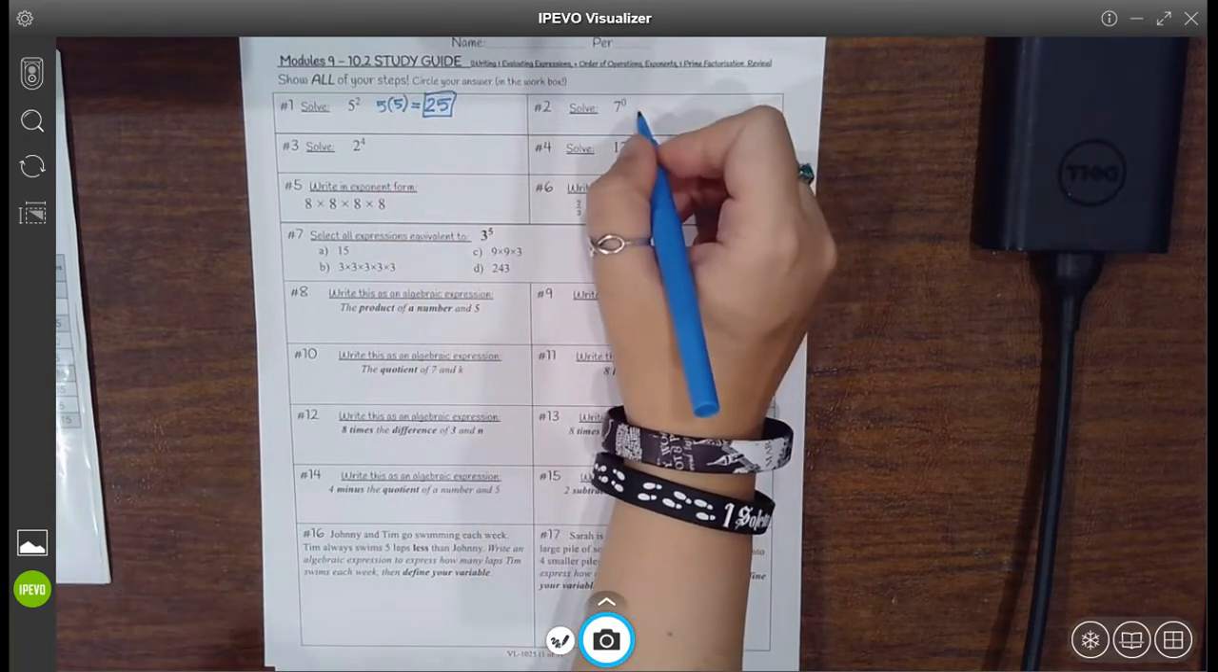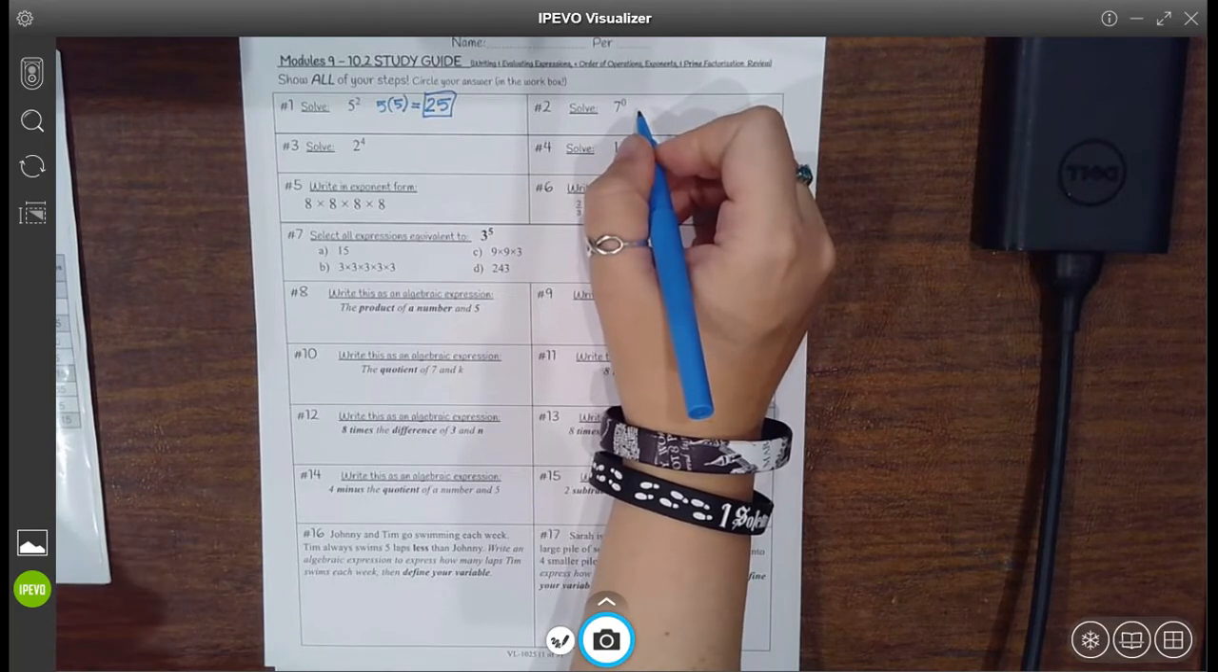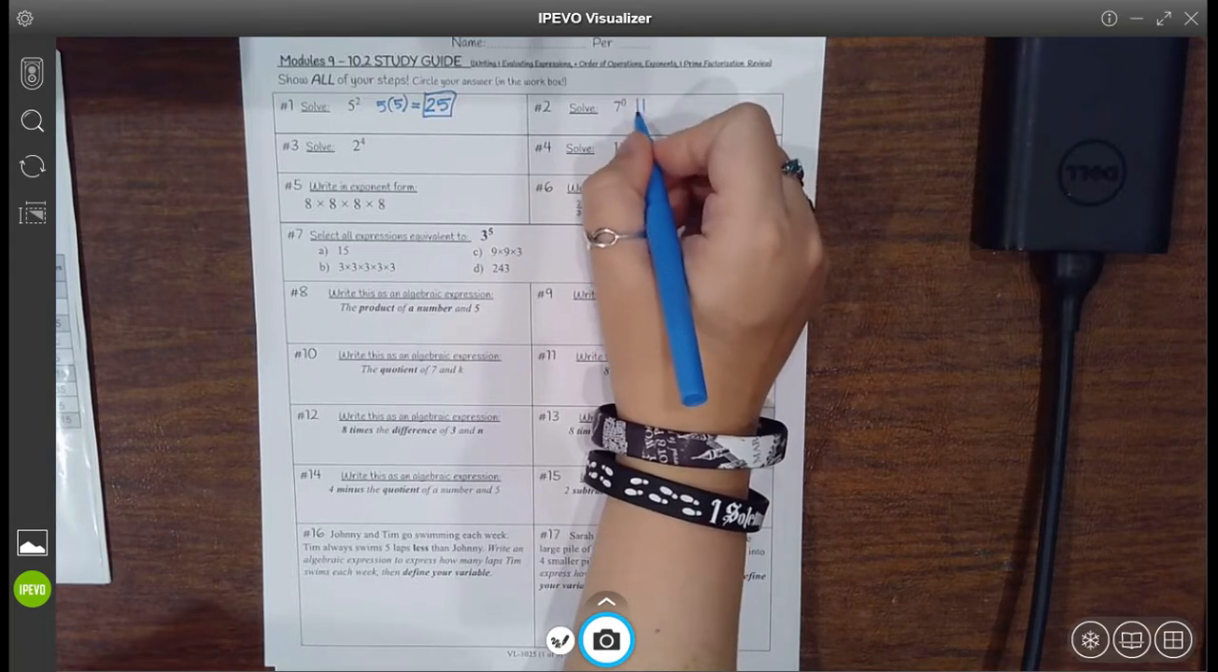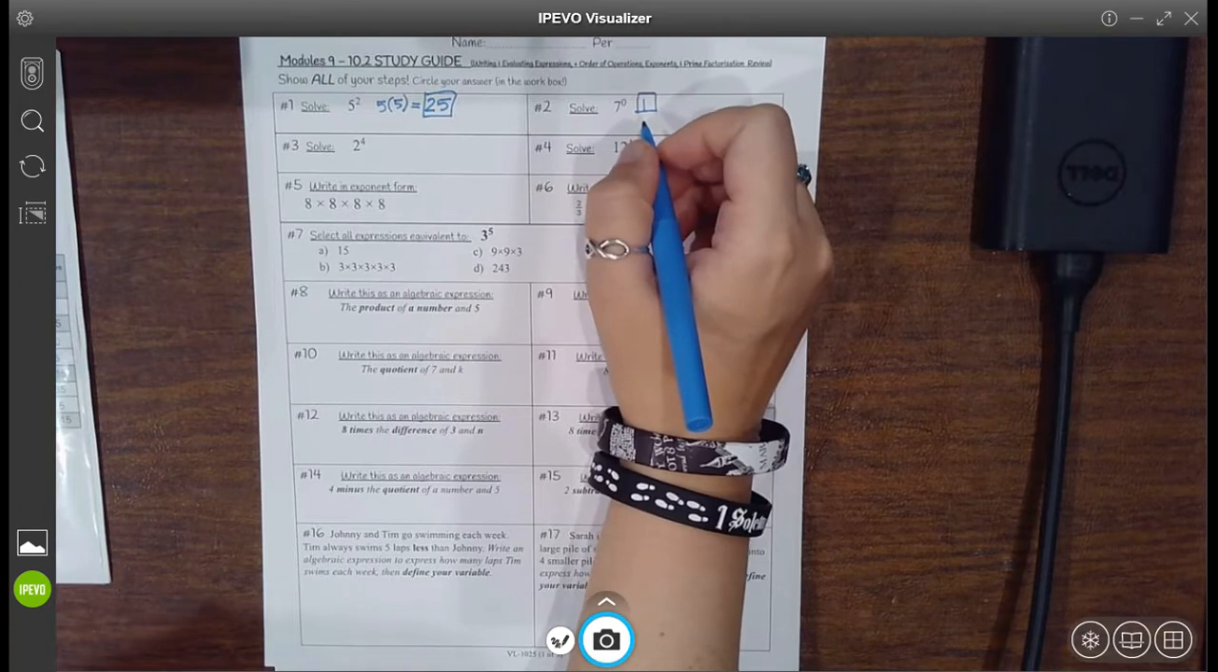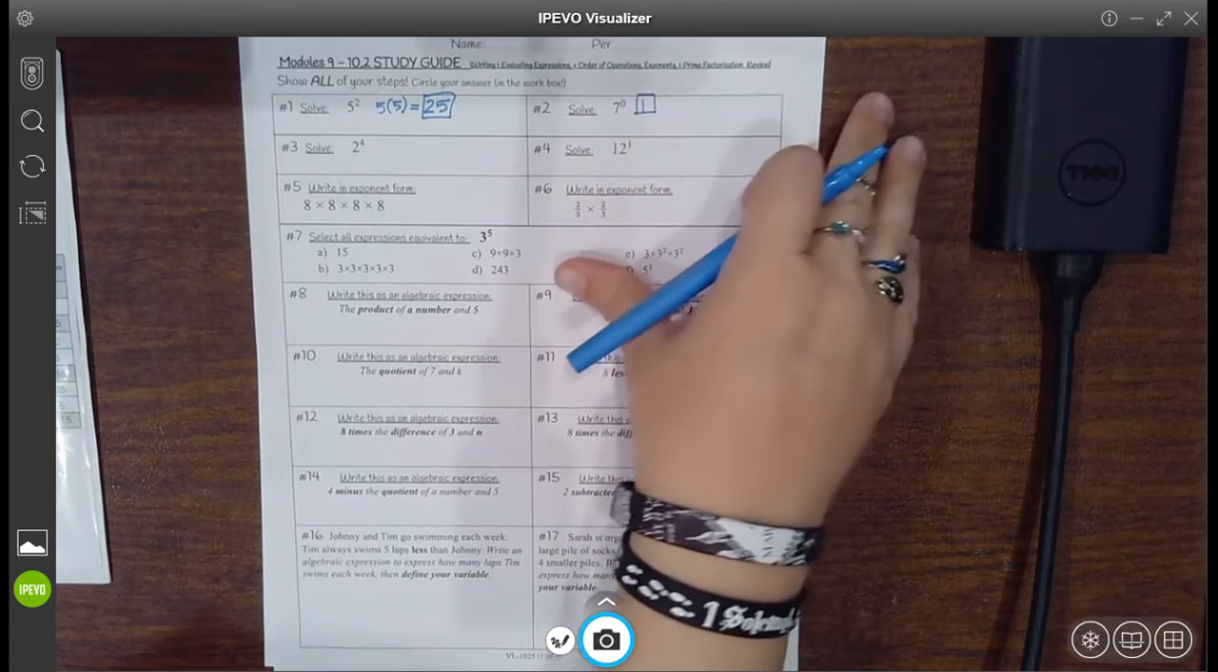Okay, here is 7 to the 0 power. What do you think that is? It's not 0. It's not 7. Hopefully you said 1. Anything to the 0 power is 1. And here's why, in case you want to test it out.